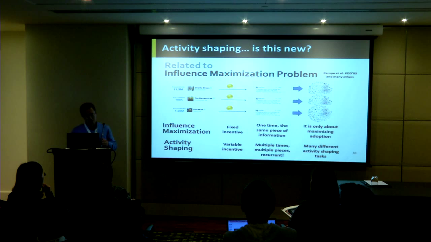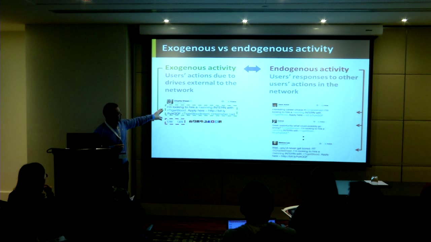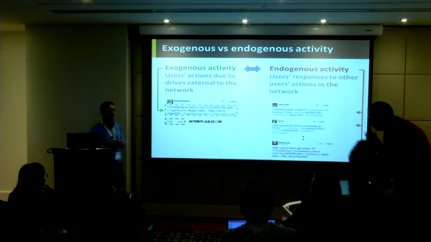In order to do that, you need to look at two types of activities in this diffusion network. One type of activity we call the exogenous activity. Essentially some new information coming from outside the network, or some kind of drive from outside of the network. For instance, Facebook gives you some money and asks you to tweet about something, to say something good about something. So in this particular example, the external drive, the exogenous activity, is a piece of job advertisement occurring in this social network.